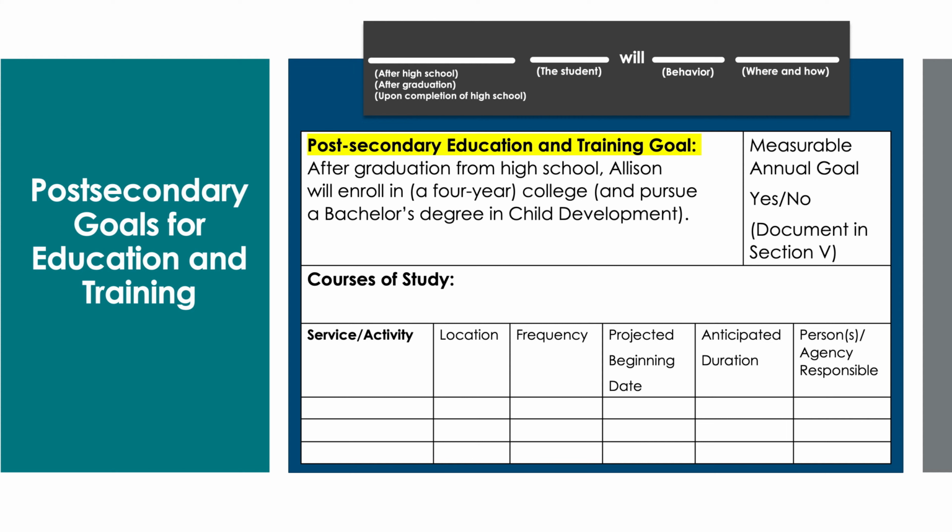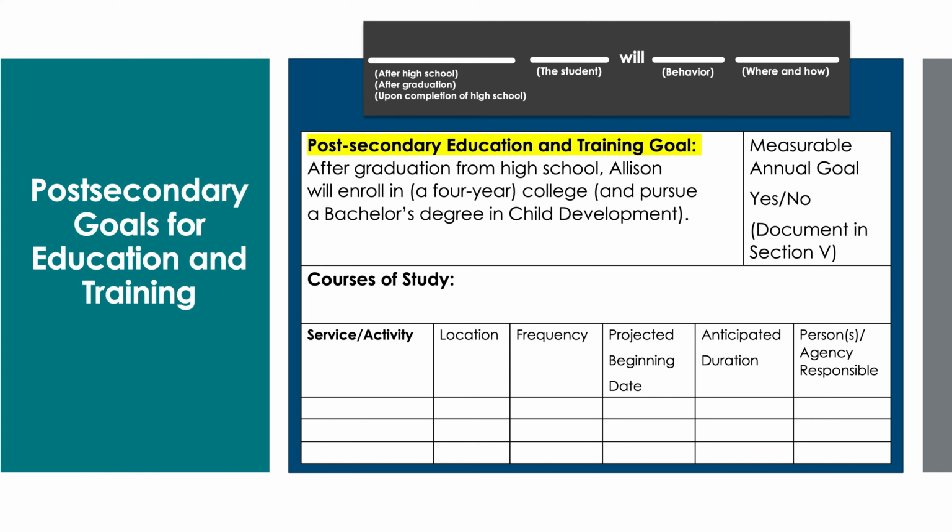After graduation from high school, Allison will enroll in a 4-year college and pursue a bachelor's degree in child development. Another good example of an appropriate education and training goal would be: after high school, Rachel will attend Texas A&M University in the Informational Technology program. Some non-examples of education and training goals that we do see might include Darcy needs instruction in functional reading and mathematics. Another not so great example would be Savannah needs to complete necessary coursework for graduation with a regular diploma.